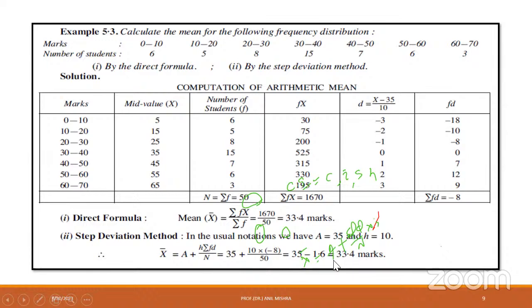So while simplifying, we find again the result to be 33.4. Right? How are you getting A, sir? You can take any one. You can take A as 35. I take into account A is 35.